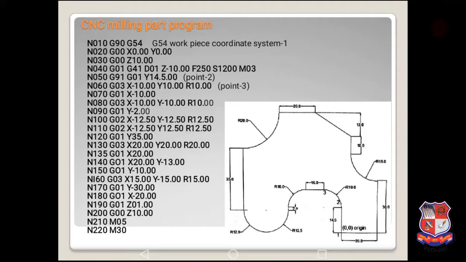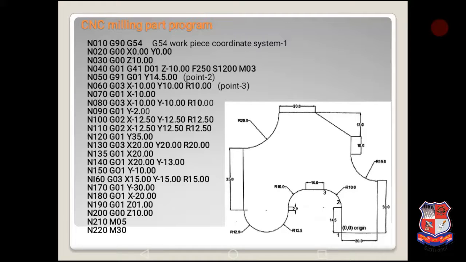Y is also negative because movement is in downward direction from 0. Now here is the straight cut of 2 mm. That's why we use the command G01 with the coordinate value Y minus 2, and there is no movement in X direction.